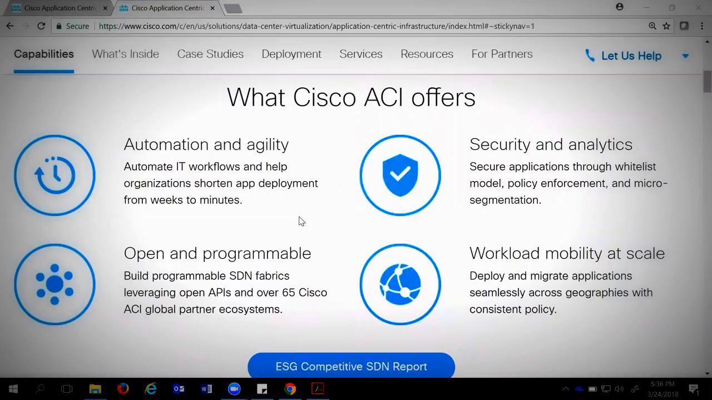Yeah, so I was talking about open and programmable. Obviously, we are going to talk about what kind of programmability we are going to get from ACI. Then security and analytics. This is also one of the very key features that has been coming up. We provide security, but what is the analytics play that happens at the back end? We need to understand that as well.